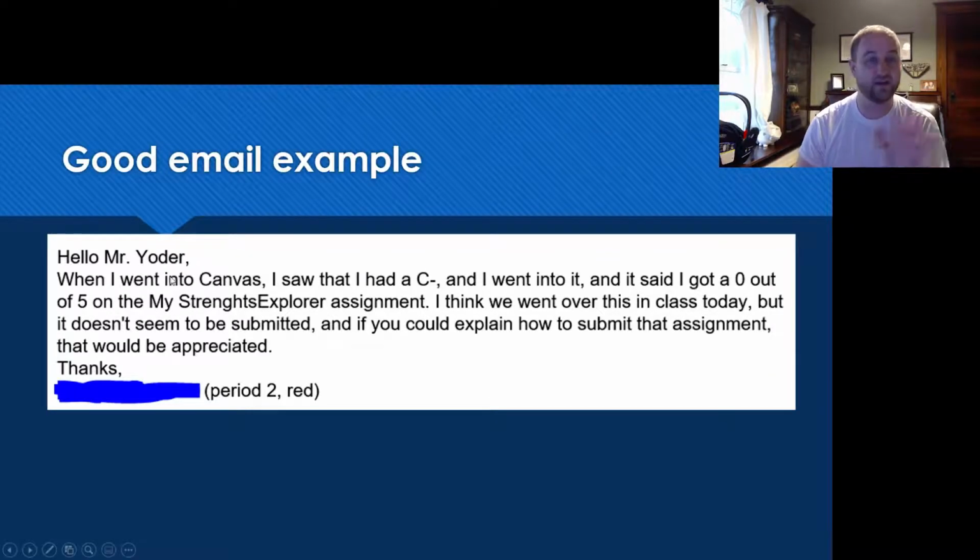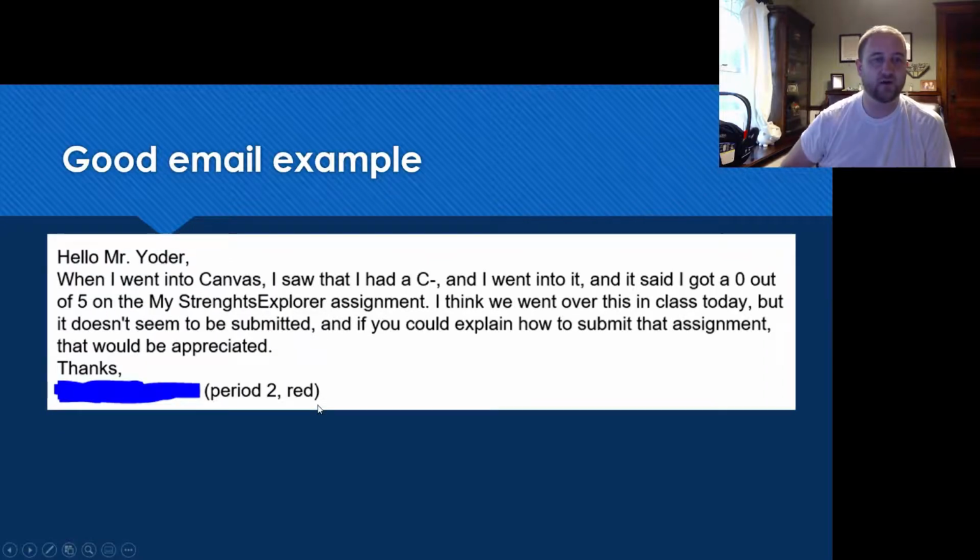It says, hello, this is by a different student. So it says, hello, Mr. Yoder. When I went into Canvas, I saw that I had a C-, and I went into it and it said I got a 0 out of 5 on the My Strengths Explorer assignment. Now you might think, oh, this My Strengths Explorer, there should be a space in here. No, it shouldn't. That's actually how it's spelled, and that's how the assignment is spelled. So that's fine. She got a period, new sentence. I think we went over this in class today, but it doesn't seem to be submitted. And if you could explain how to submit that assignment, that would be appreciated. Thanks. And then she's got her name, and then in parentheses, period 2 red.